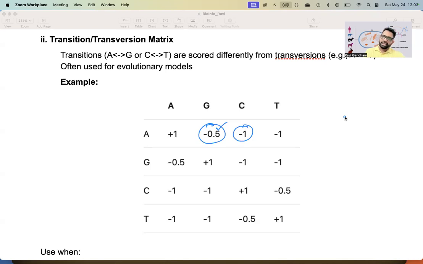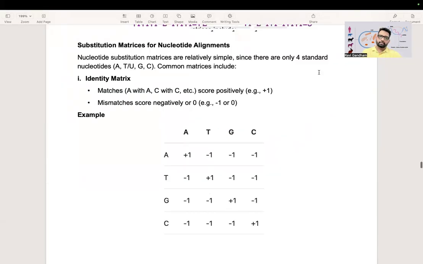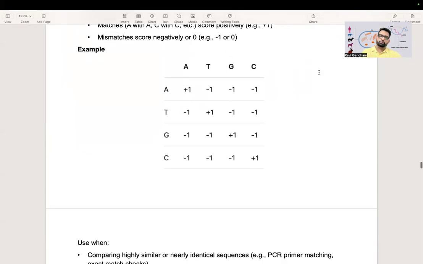But just because A and G belong to the same group and it is a transition, transitions are penalized less than transversions. And that's why all the transitions that you see in this table are penalized less than the other mismatches. Also, we'll discuss which matrix to use when.